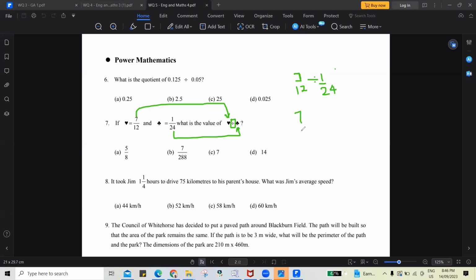7 over 12, heart, divided by clubs, 1 over 24. If it is division, what do you do? It becomes multiplication, right? 7 over 12 times, this goes up, this goes down, 24 over 1. Right? Did you get that step correct?